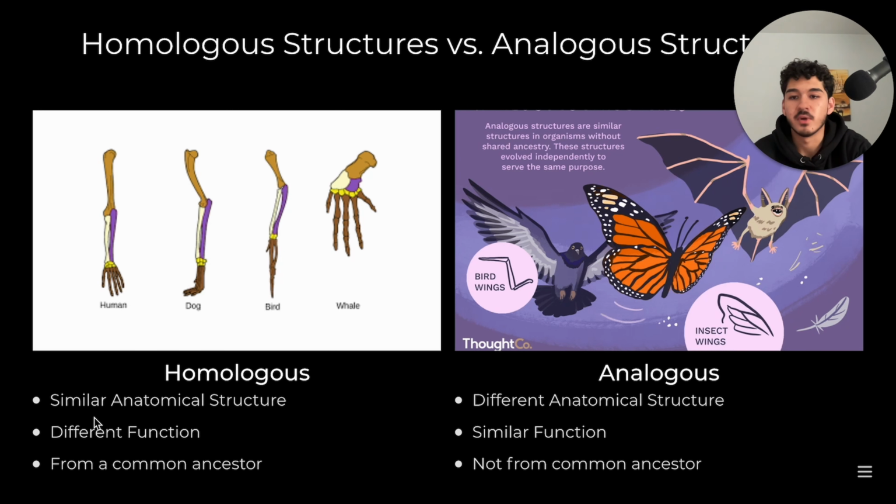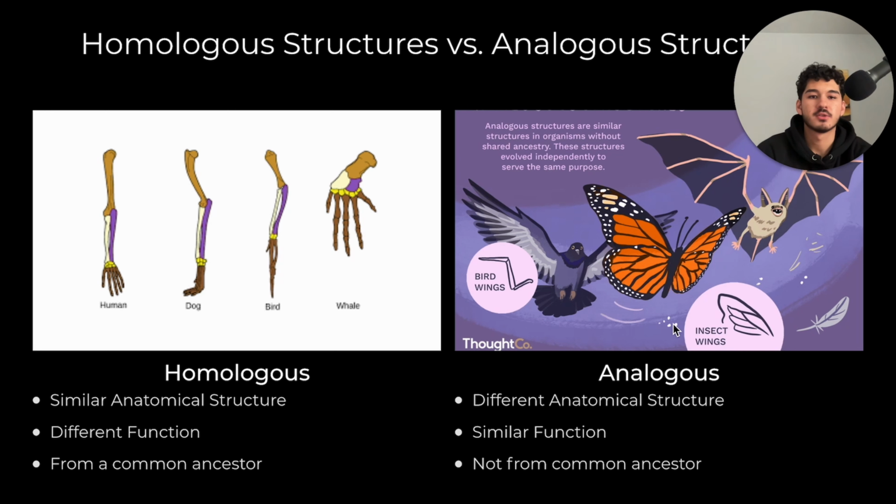So what does this mean? Well, similar anatomical structure. We can all see that all of these animals have this humerus bone, this radius and ulna bone, and phalanges. They all do. The human has that, and the dog has that, the bird and the whale. However, they all perform different functions. A human uses his hands to grab and eat and whatnot. The dog uses his bones to run and jump, and the whale uses his bones to swim. But they do come from a common ancestor. They all come from a common ancestor.